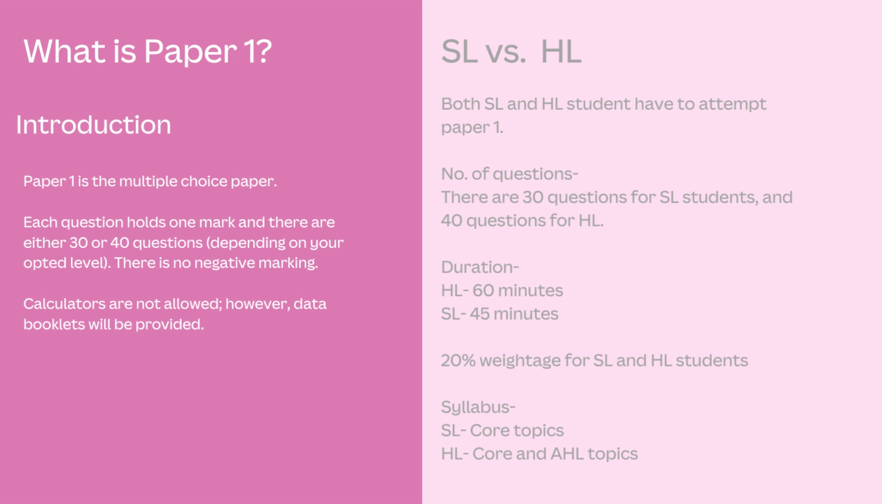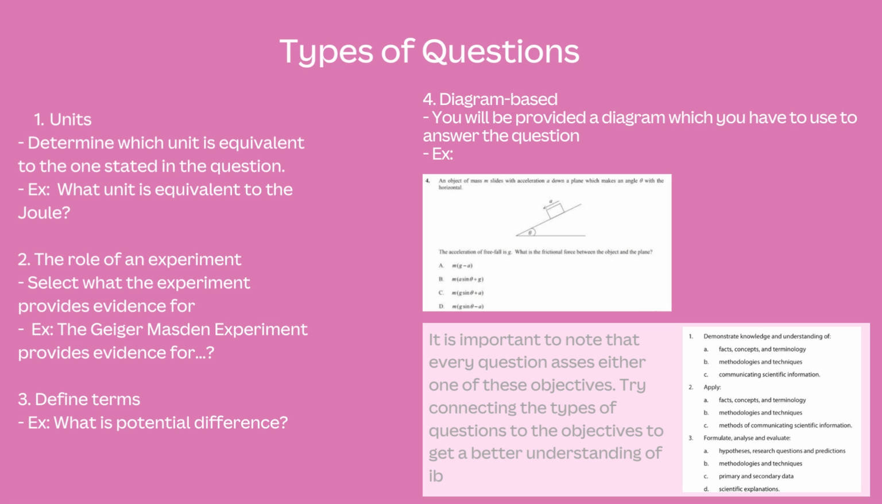So now we're going to be looking more into the types of questions asked by the IB in Paper 1 for physics. The main types of questions are unit-based questions, the role of certain experiments, the definition of terms, as well as diagram-based questions. So let's go a little further into this and try to understand what is expected from each type of question.